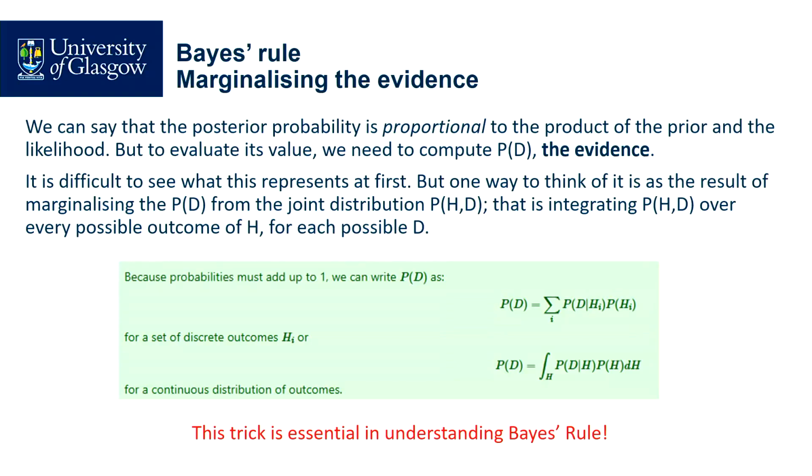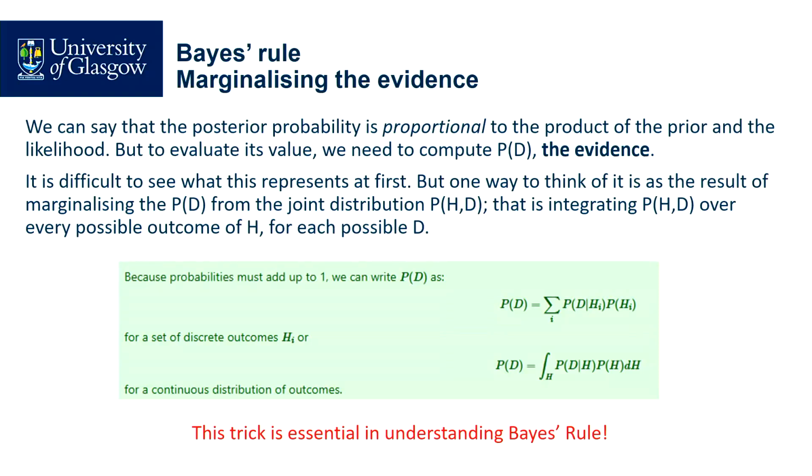So in practice, the way this is calculated is by marginalizing this probability of this data from the joint distribution of H and D, of the hypothesis and the data. That means integrating this joint probability over every possible outcome, every possible value of your hypothesis.